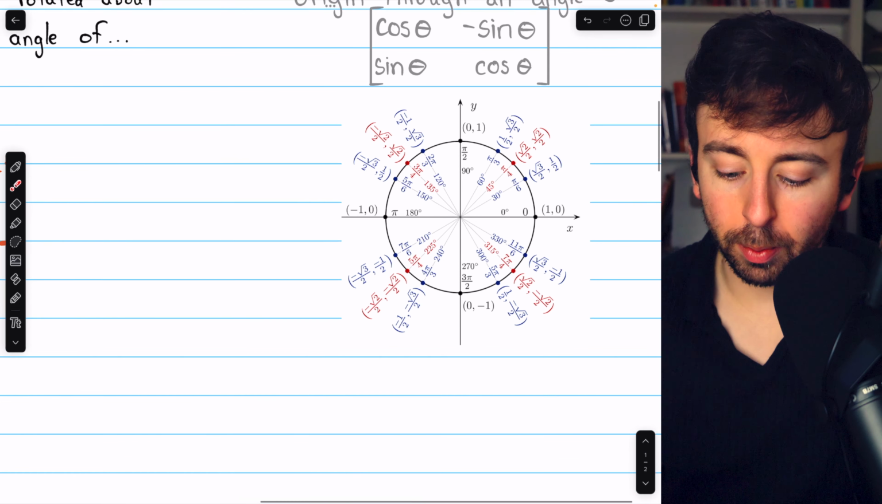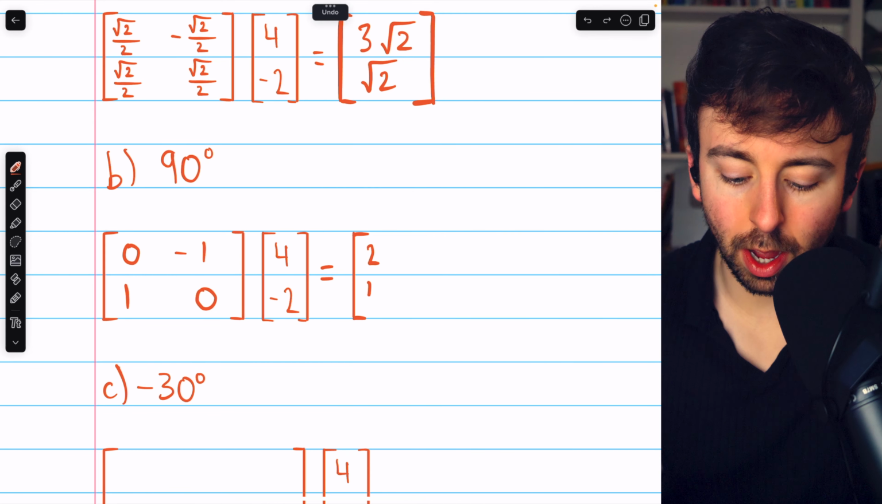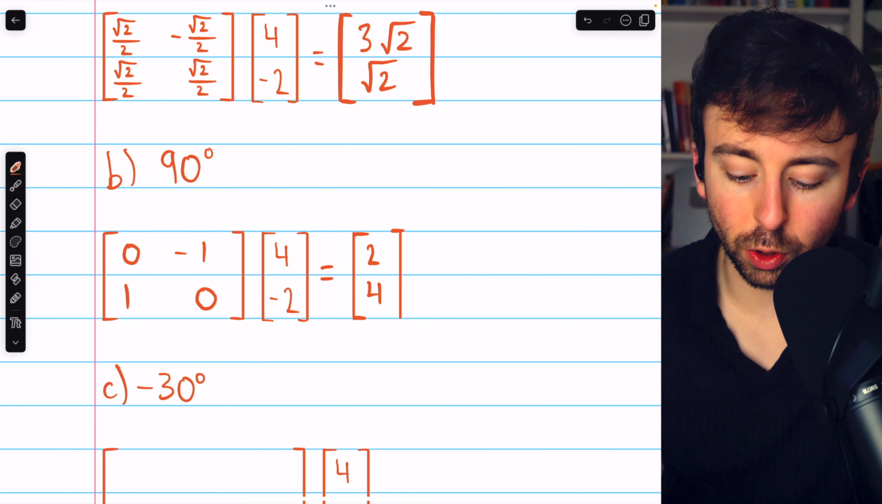Next, let's carry out a rotation of 90 degrees. You probably recall that at pi/2, we have that cosine is 0 and sine is 1. So the matrix for this transformation is going to be 0, -1, 1, 0. That's cosine, negative sine, sine, cosine. Then all that's left is for us to do the matrix multiplication. We have the first row matched up with this column, which is going to produce +2. And then the second row matched up with this column is just going to produce +4. So the image after the rotation is the vector 2, 4.